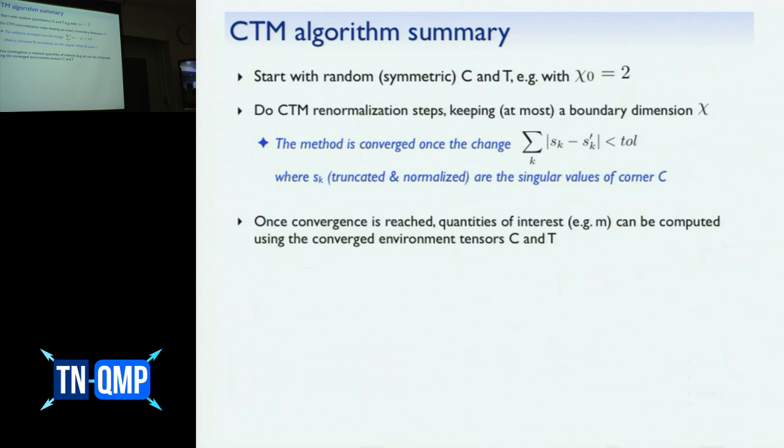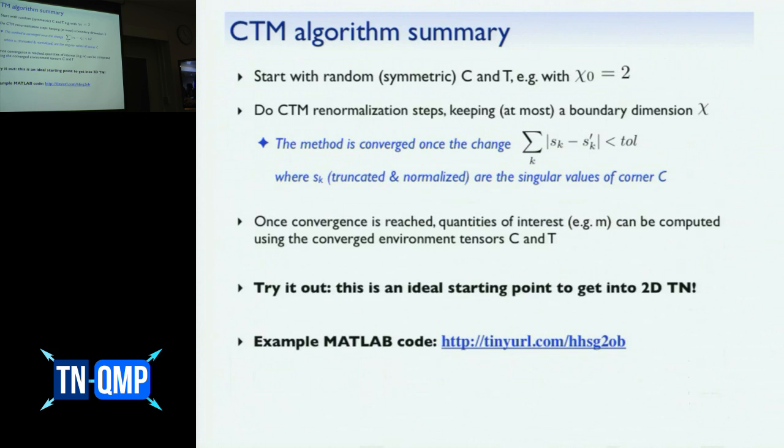So I really think this is an ideal starting point if you want to try out something in 2D. Here I have a MATLAB code which you can download and try out. You can first try yourself to see if you manage to do it, and here would be the solution that we can look into.